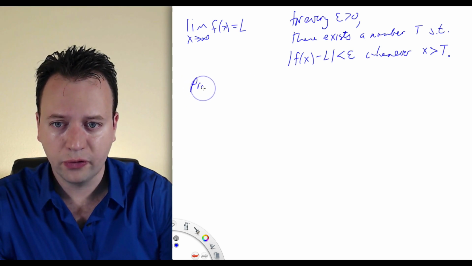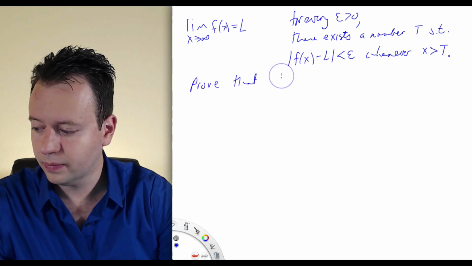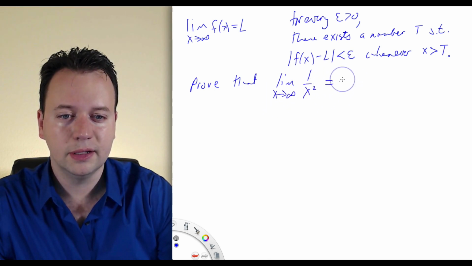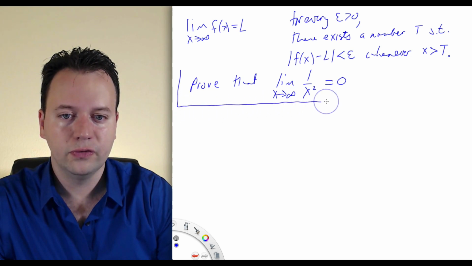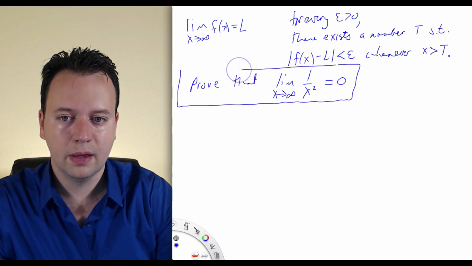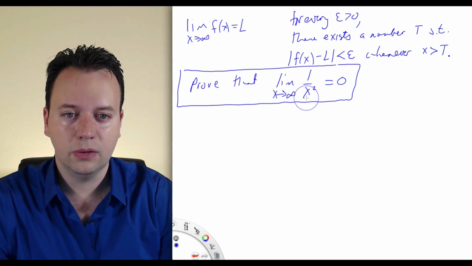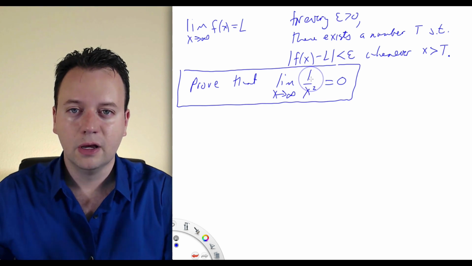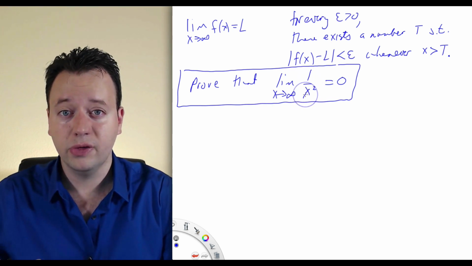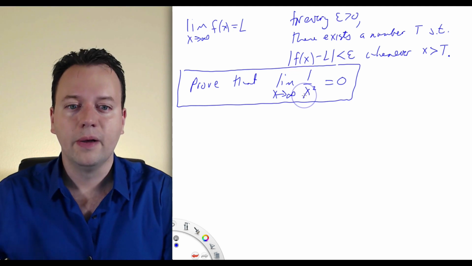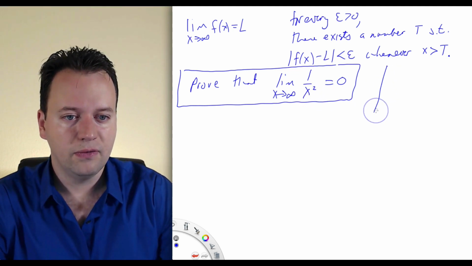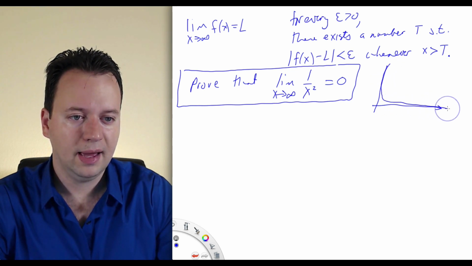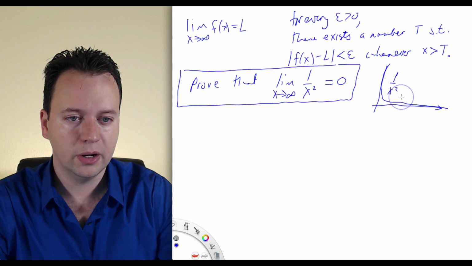So let's prove that the limit as x goes to infinity of 1 over x squared is equal to 0. This makes sense because the denominator is going to infinity, whereas the numerator is fixed. So when you're dividing by larger and larger numbers, the output is a smaller and smaller number, and therefore the outputs go to 0. In fact, we know exactly what this looks like, a rough sketch of 1 over x squared.